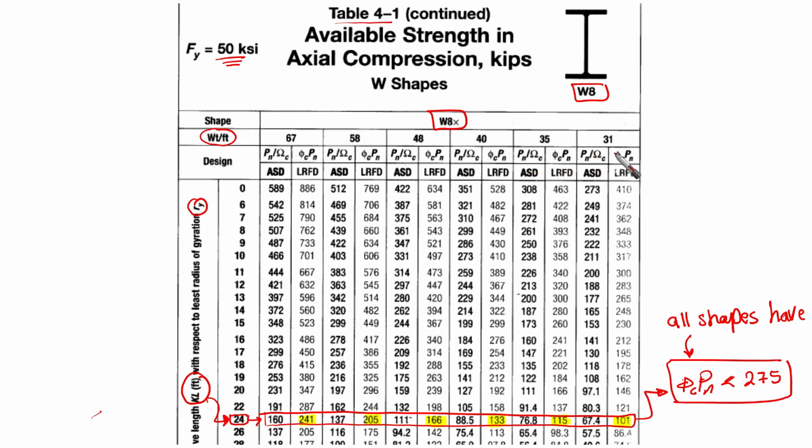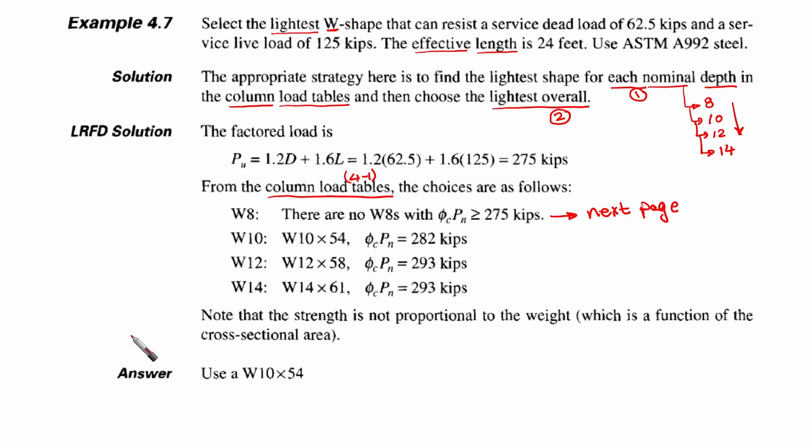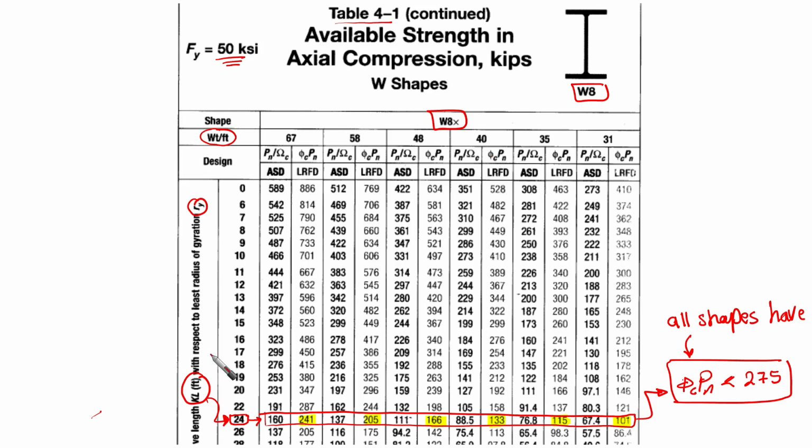So now here for 31, this is for LRFD. We are going with the KL. Our KL is given, which is the effective length, 24, right? So we need to go to KL, which is 24. And we are assuming that it is with respect to the least radius of gyration, which is ry. We know this. We're going to read from the right.